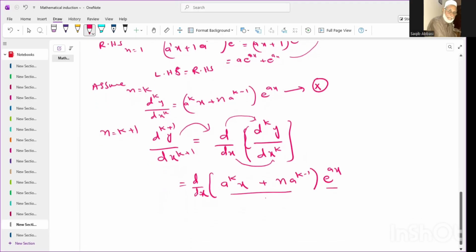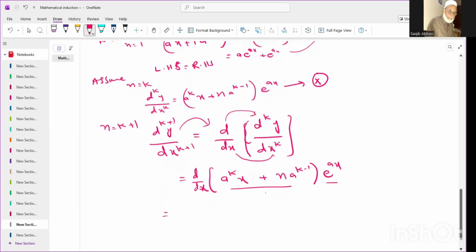Now we apply the product rule. What is our product rule? The product rule formula is d/dx of u times v equals u times the derivative of v plus v times the derivative of u. This is your u and this is your v. I will write it clearly. This is your v.